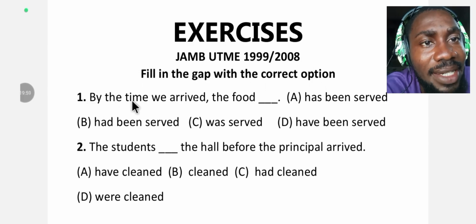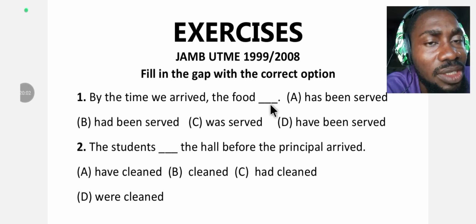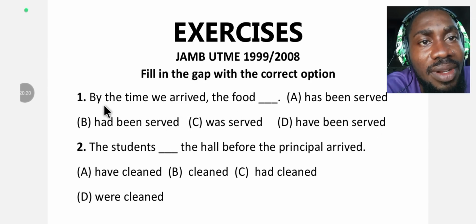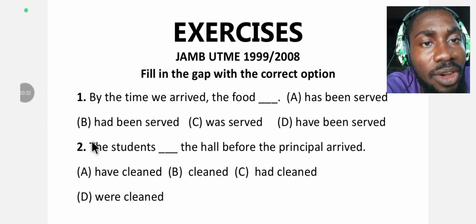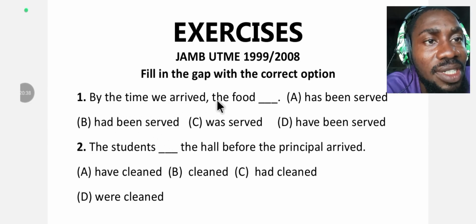Number 1, by the time we arrived, the food dash. A, has been served. B, had been served. C, was served. D, have been served. What's your answer? By the time we arrived, the food dash. You answered right. The correct option is B, had been served. By the time we arrived, the food had been served.